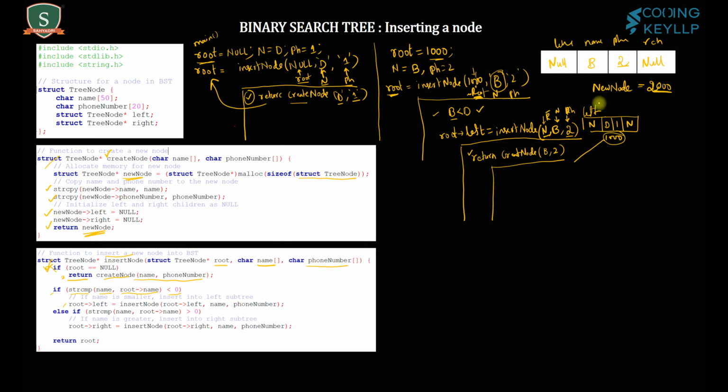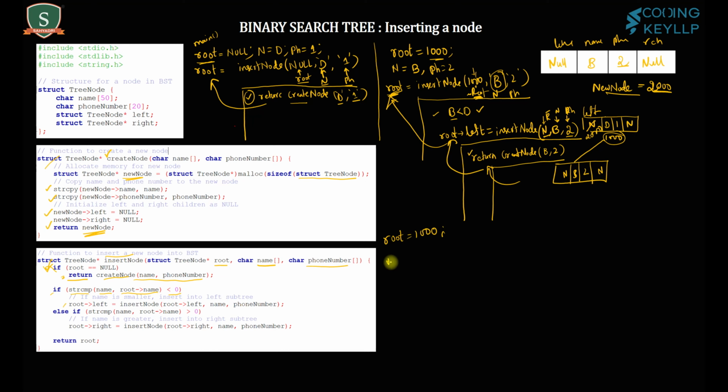Consider the address is 2000 here. New node 2000 will be returned to here, and passed to the return to the left also. That means here we are changing the address from null to 2000. That means we are creating a connection to the new node that we created for the name B and phone number 2, which is null on both sides. Similarly, it exits and the root value remains 1000. So we are not changing anything. Root is equal to 1000.